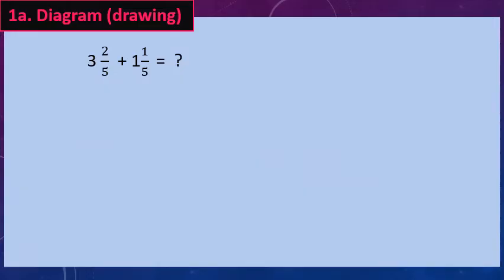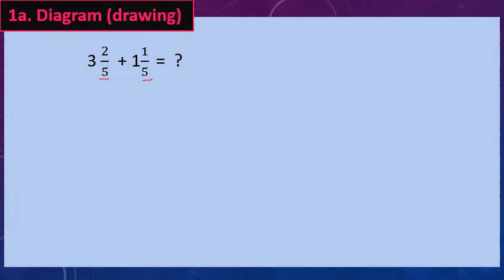So diagrams. Diagrams are drawings, and they're particular types of drawings that are meant to show us something or demonstrate something to us. So here we have 2 mixed numerals, 3 and 2/5 and 1 and 1/5, and they both have the same denominator, which is a fifth. So what we want to do is add these 2 together.